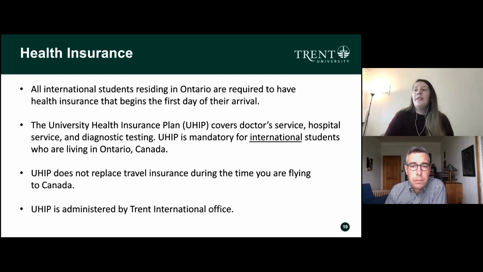So the next piece is health insurance. A little bit about the university health insurance plan. All international students residing in Ontario are required to have health insurance that begins the first day of their arrival. Trent International administers the university health insurance plan. This plan covers doctors' service, hospital service, diagnostic testing. And it's mandatory, as I mentioned, for all students that are living in Ontario. It does not replace travel insurance from the time that you're flying to Canada.